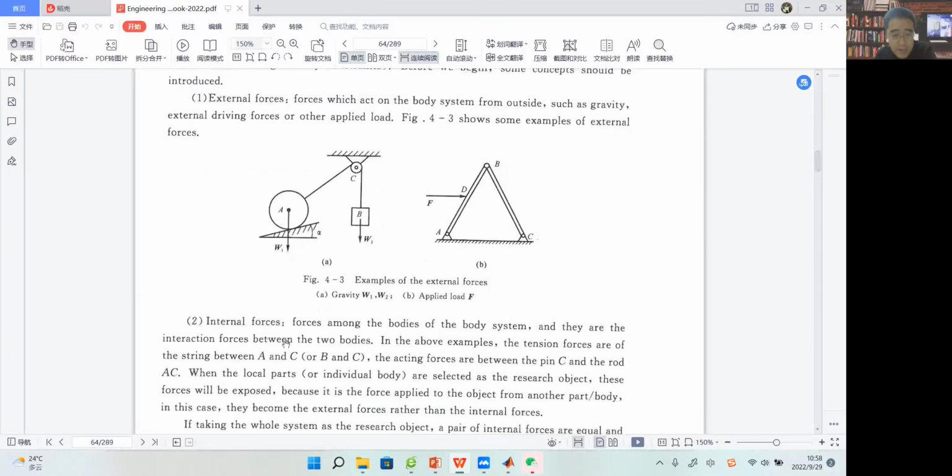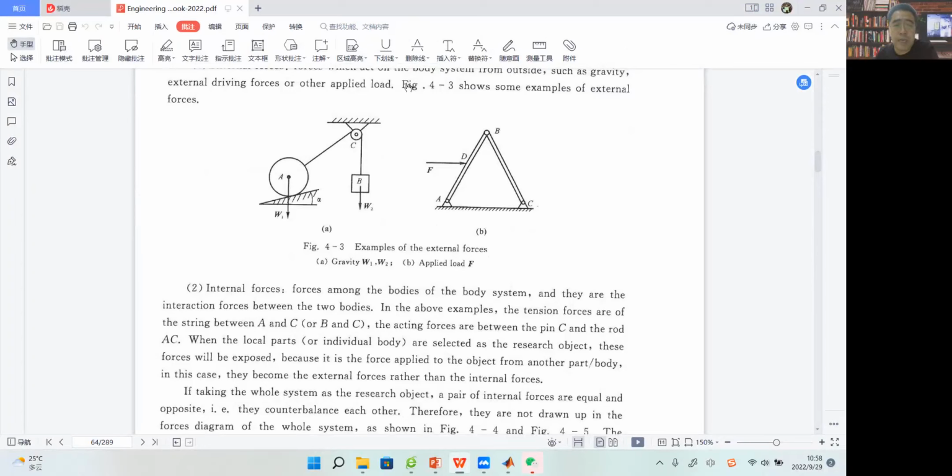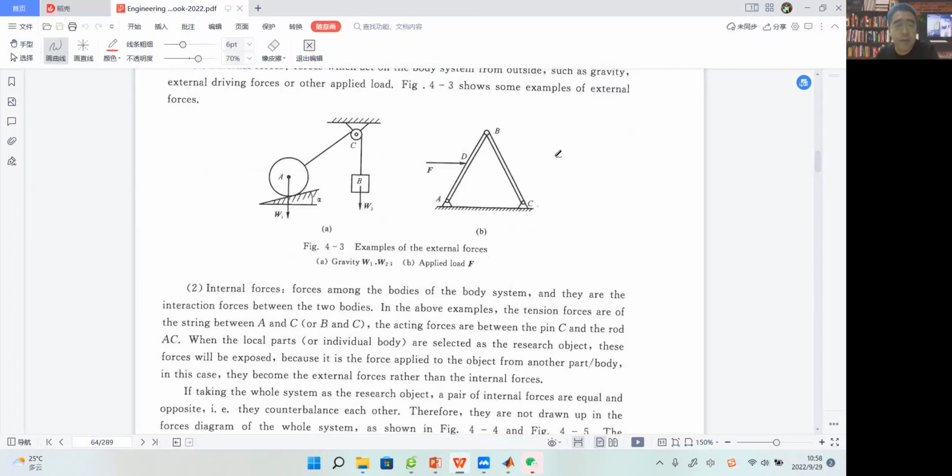So this is the first one. The second one is the internal forces. What does that mean? Forces among the bodies of the body system, and they are the interaction forces between the two bodies. So you can see at point B, we have bar AB and bar BC. They are linked together through this point B by a pin, right? By a pin. We know that a pin is a very common constraint, right? It's a very common constraint.